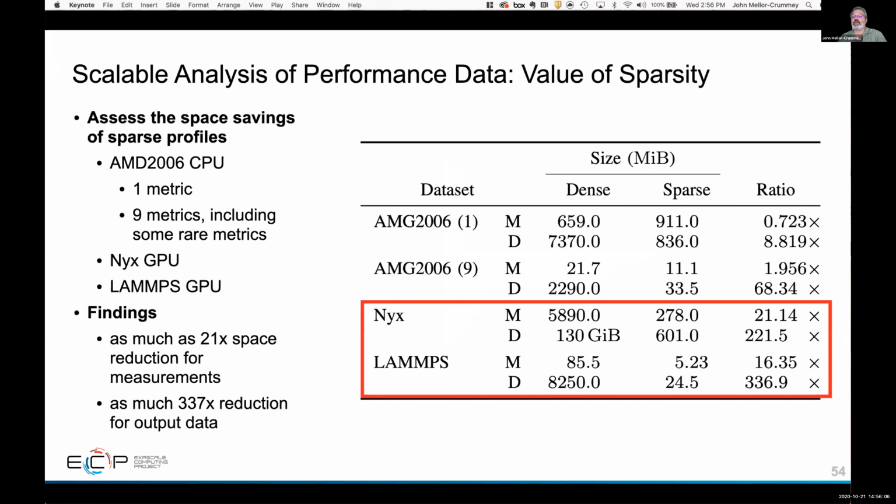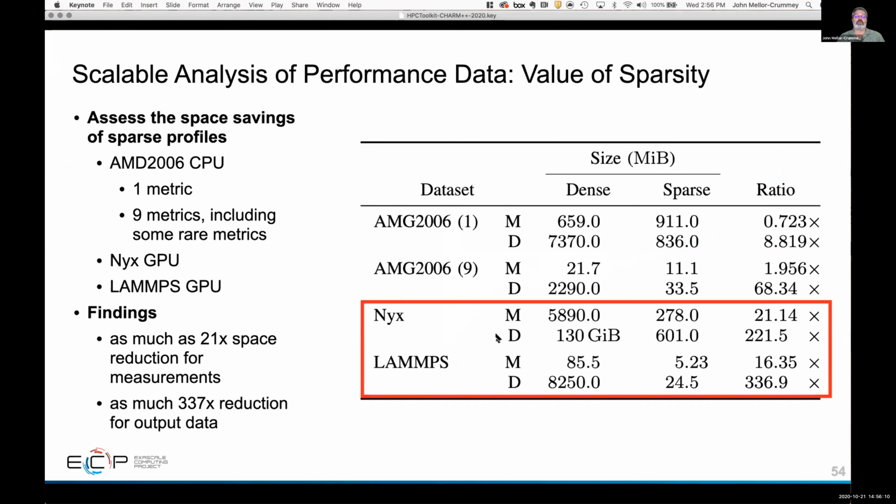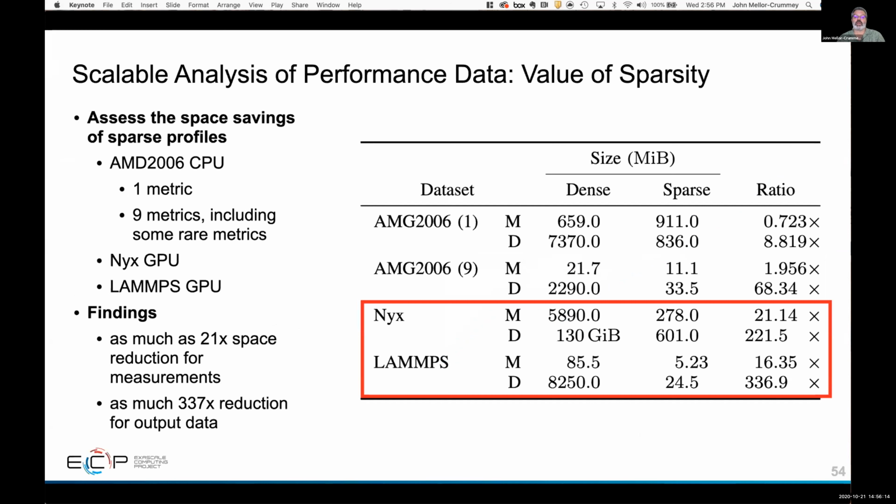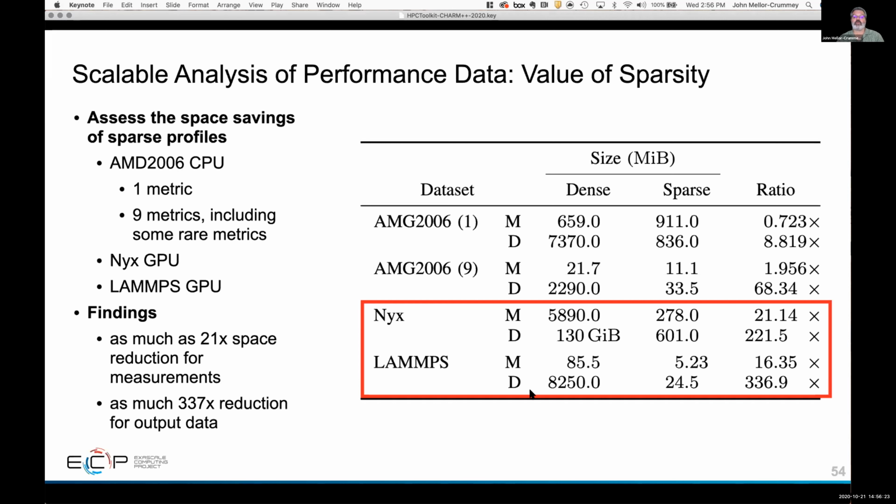Then looking at the benefits of sparsity, I mentioned that for the GPU kernels, we can collect as many as 100 metrics. If we exploit the sparsity and only represent the GPU metrics for code that's running on the GPU, instead of representing GPU metrics everywhere, we can save a factor of 200 to 300 in the resulting outputs.